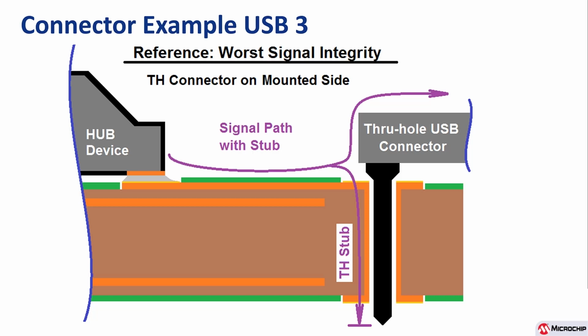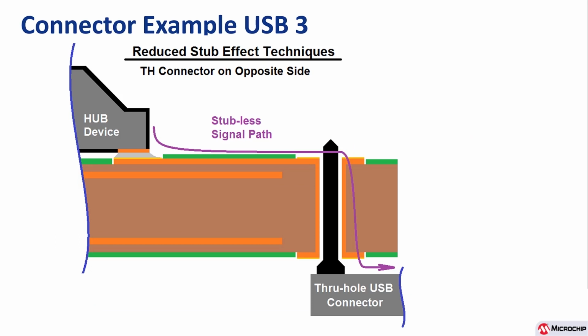There are ways that we can deal with this. Let's look at this first one. How about we put that through-hole connector on the bottom? Hey, if our system can tolerate that, if that through-hole connector can be on that side, opposite the surface mount device, now we don't have a stub. This is really quite nice.